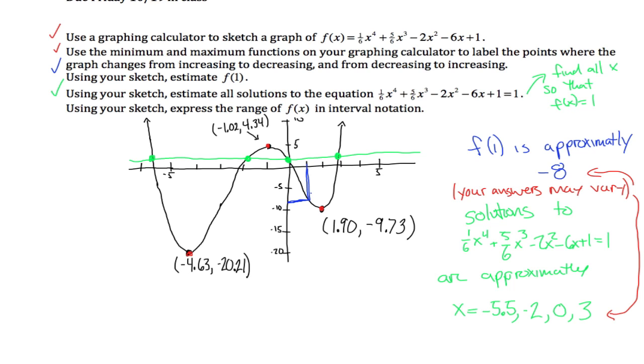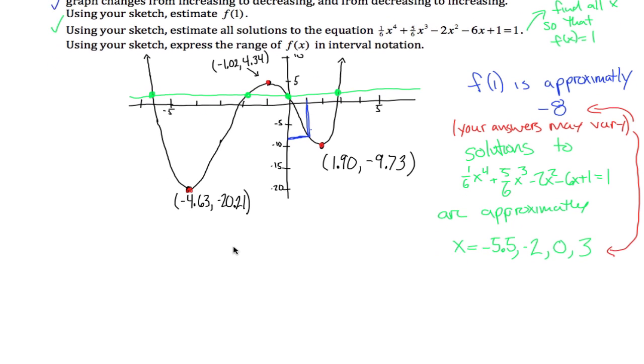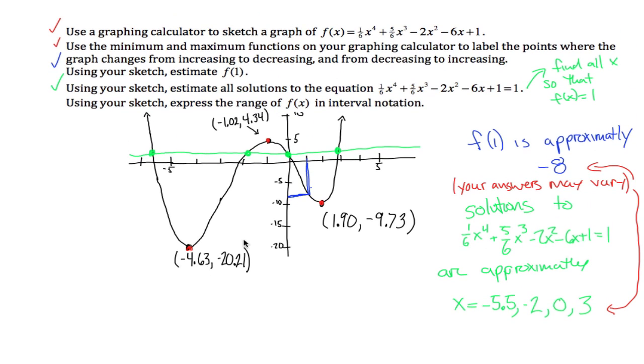And so the final question here, I don't think I've used purple much yet. Using your sketch, express the range of this function in interval notation. The range of this function is all the possible outputs. So it looks like I can have outputs anywhere. This looks like the lowest point, which happens at -20.21. So we have some point down there, and then all of these outputs work.